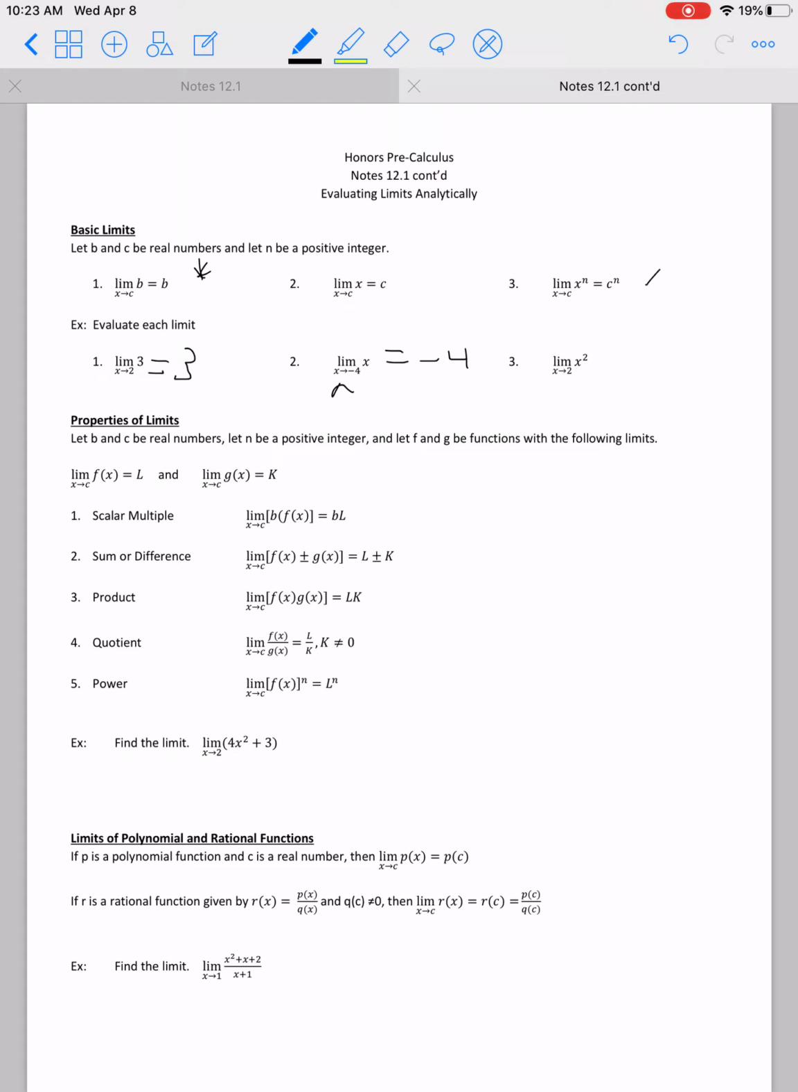In the last one here, in the basic limits, we have an exponential function, so the limit of x raised to the n as x approaches c. All we're going to do is plug in the c and raise it to that power. So if I'm looking at the third example here, I'm going to plug the 2 in and square it, and the limit would be 4. And again, that would be the y coordinate on that particular graph.